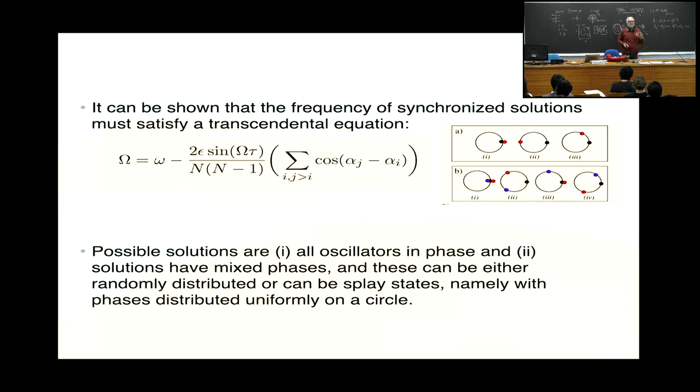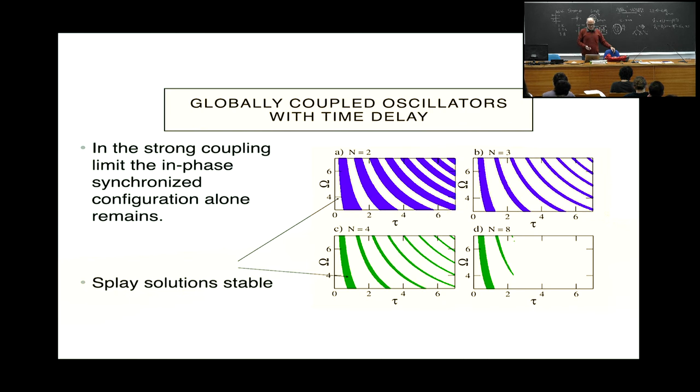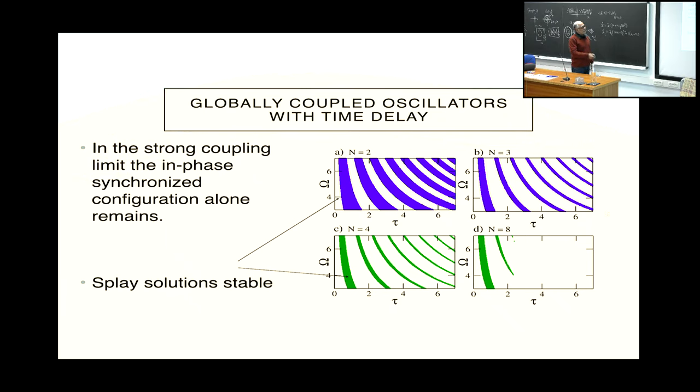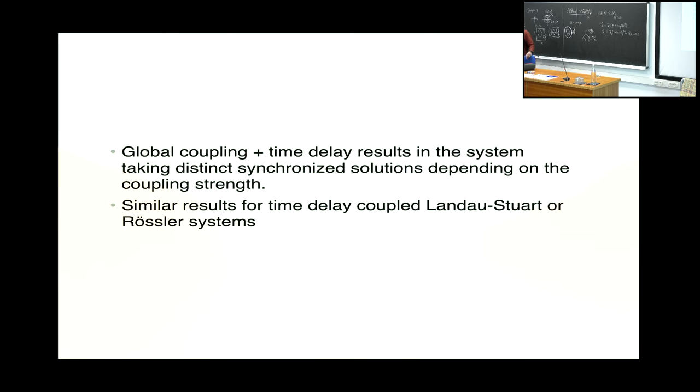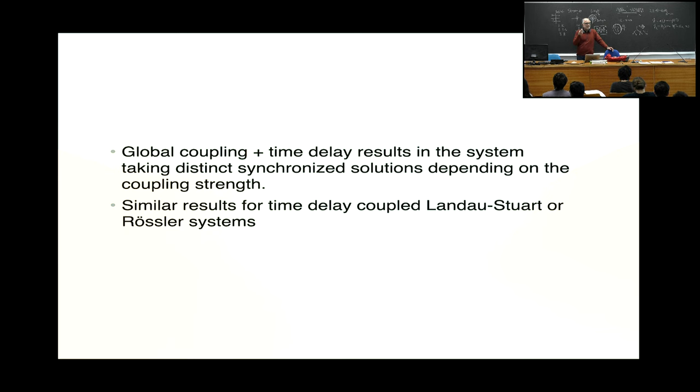Now, these splay states are interesting because these are coming up spontaneously. When you take globally coupled oscillators with time delay, in the strong coupling regime, only in-phase synchronized states remain. For other situations, you will find that splay states become stable. These splay states are the ones marked in zebra stripes for two oscillators, three, four, five, eight, etc. As you keep increasing, the splays become more difficult. So global coupling plus time delay results in the system taking distinct synchronized solutions depending on the coupling strength. And you'll find the same solutions for Stuart-Landau or for the Rossler.